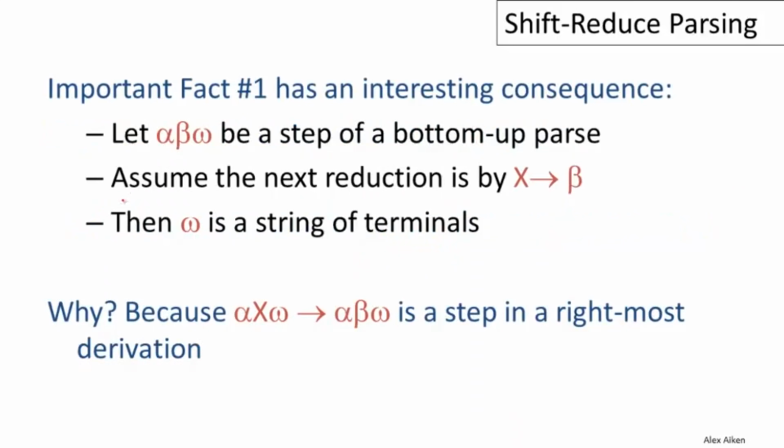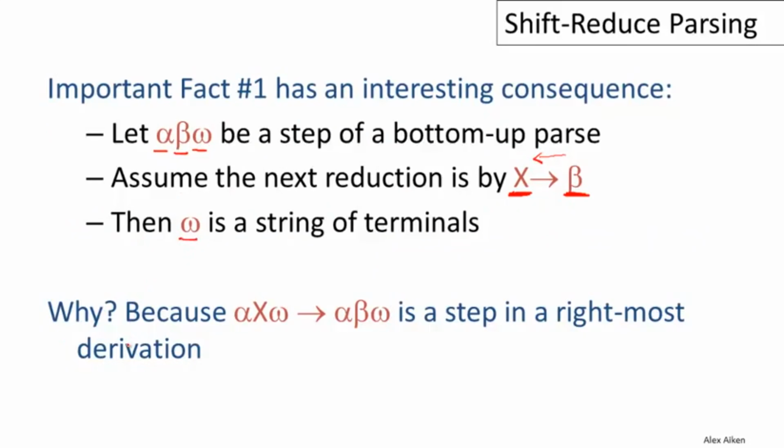So let's think about a state of a shift-reduce parse where we have some strings alpha, beta, and omega. And let's assume that the next reduction is going to be to replace beta by x. Okay, so remember we're running productions backwards. Then I claim that omega has to be a string of terminals.